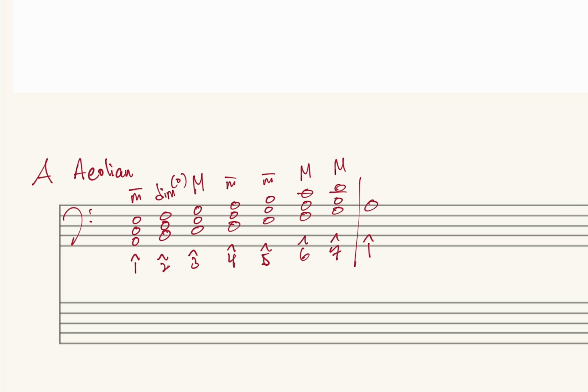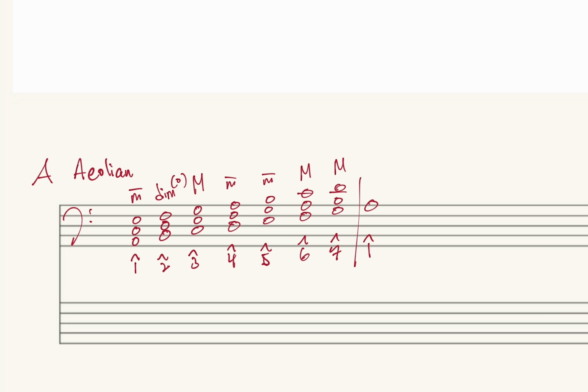Now, they are in a different order than they were starting from the C scale because we have the same 7 notes but rotated to begin on the tonic A as opposed to the tonic C. But you'll notice that these are the same 3 major, 3 minor, and 1 diminished.